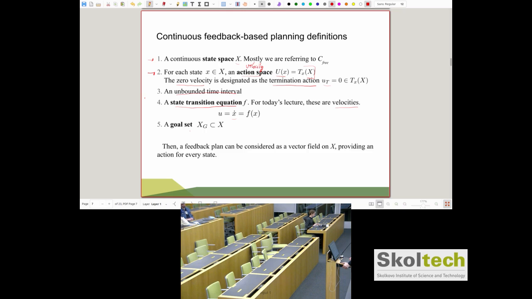And then the last element is goal state, right? So if we have all these elements, then we can say that this feedback plan could be considered as a vector field, right? And this is very important, because now what we have is a way that is going to be telling us what is the action to do, or which velocity we should be executing, just by giving the state.